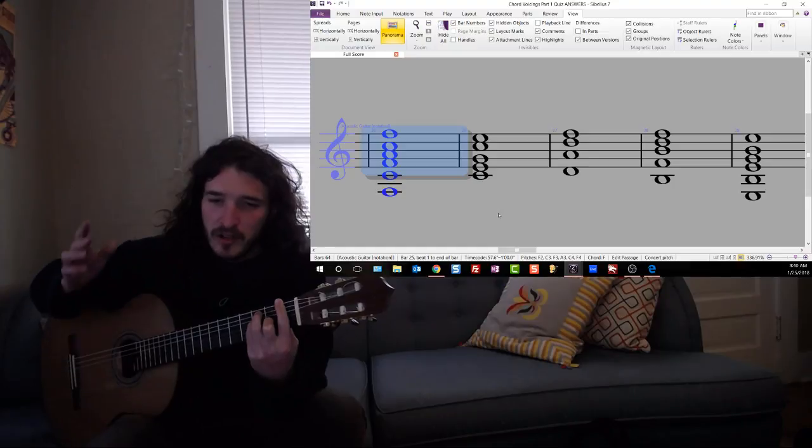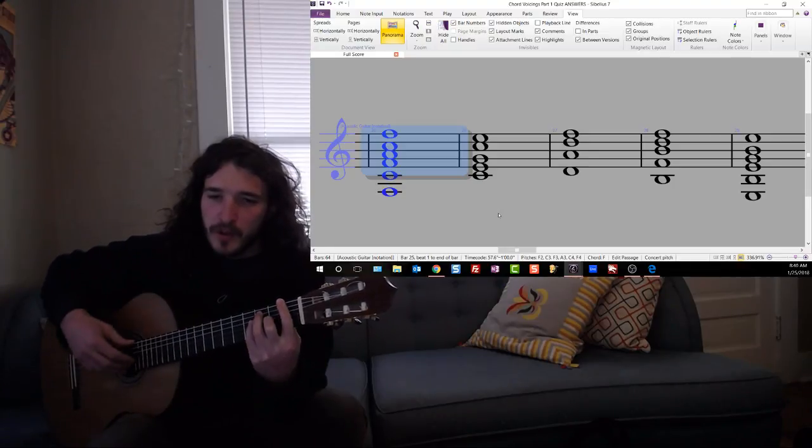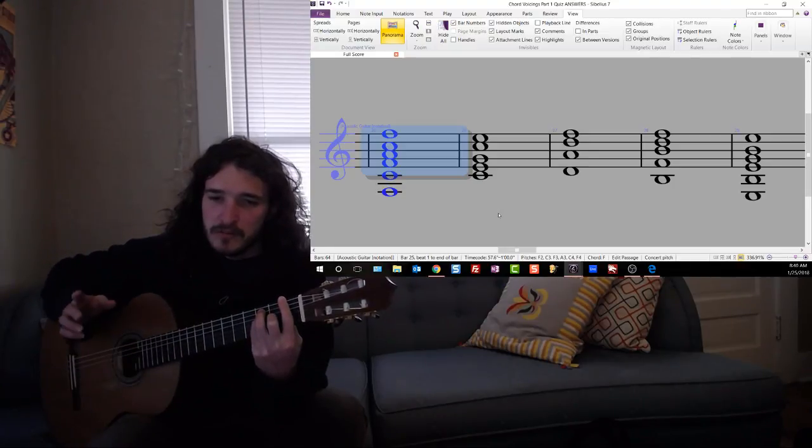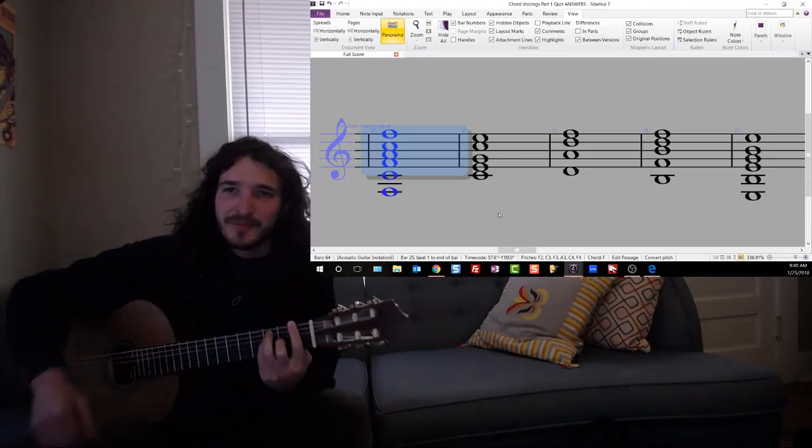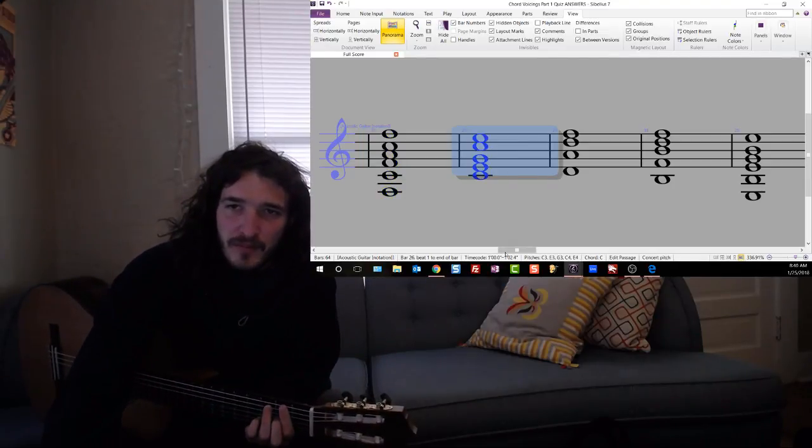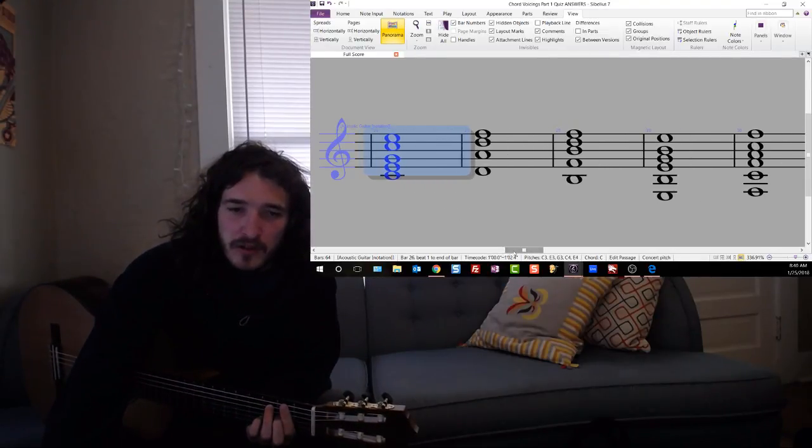F major, fourth chord, voicing number 4. We have fifth, fourth, third, fourth. Three more chords for us today.